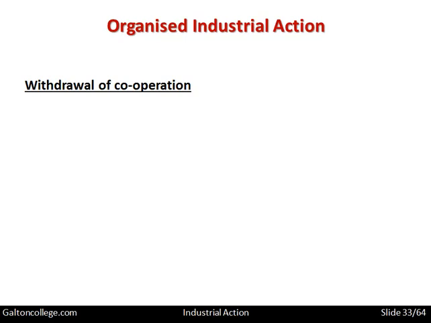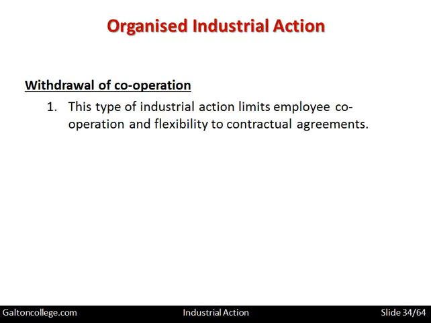Withdrawal of cooperation. Well, this type of industrial action limits employee cooperation and flexibility to contractual agreements. So the workers are not cooperating fully with the management. They are simply sticking to what their contract states. They're only doing what the contract states. They're not showing flexibility. They're not trying to help the management in any way that is outside of their contract. So they are not cooperating.